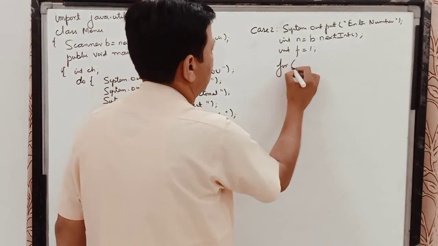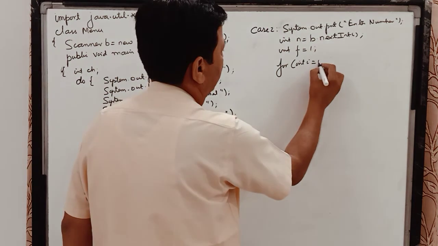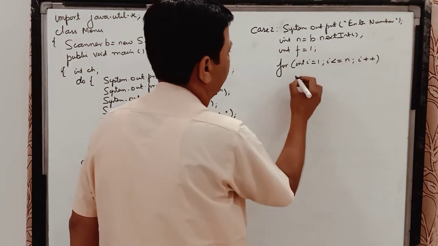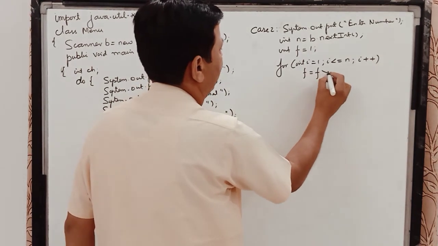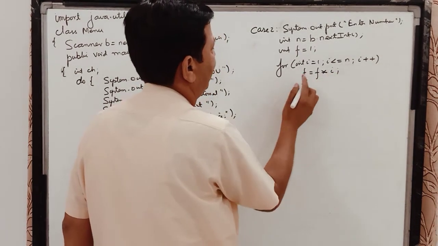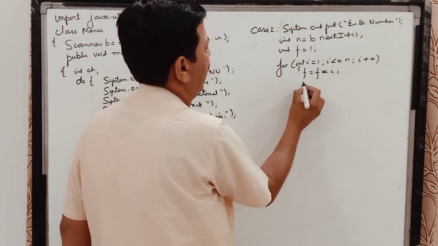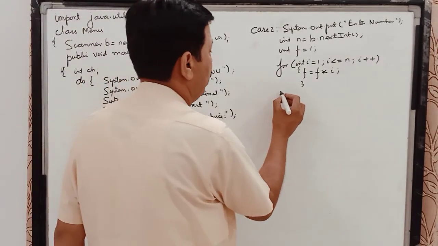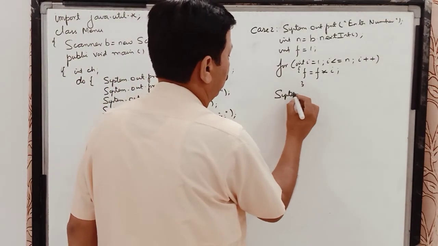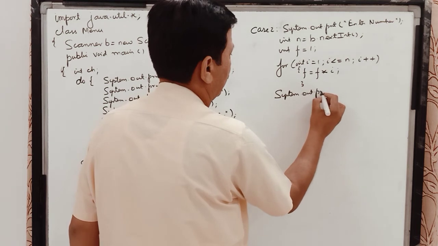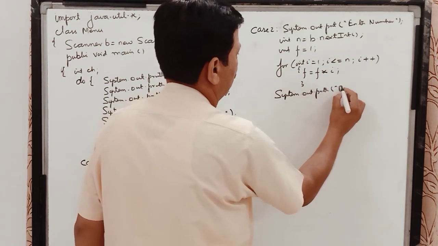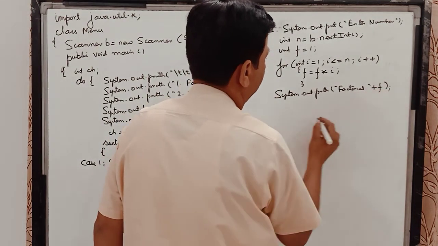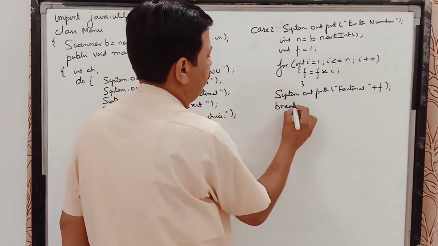And I am executing a loop till less than equal to n, i plus plus. And I am saying f is equal to f into i. So this is one statement, although this braces is not required, which I am putting over here, this is not required. So here we calculate the factorial and we print the factorial. So factorial is f and we break the program.